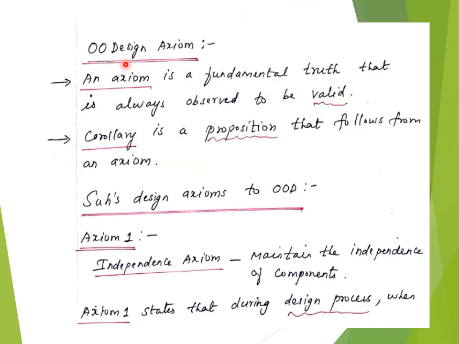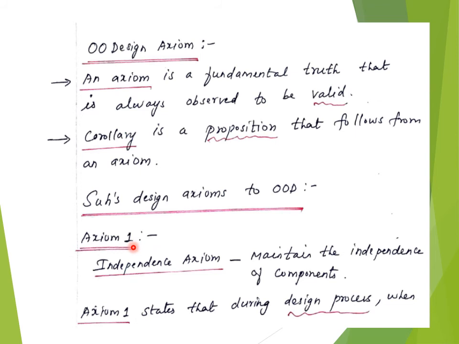Now we can move on to object-oriented design axioms. First we will learn about the axiom. An axiom is a fundamental truth that is always observed to be valid. Then we can see what a corollary is. A corollary is a proposition that follows from an axiom. Then we can see the design axioms related to object-oriented design based on Suh.